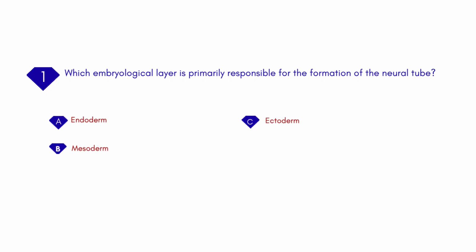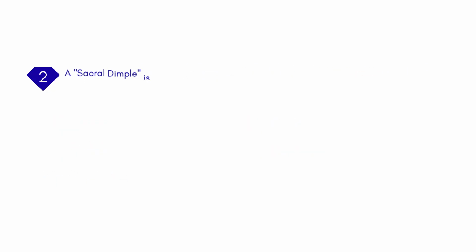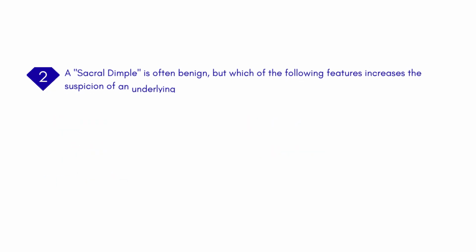Which embryological layer is primarily responsible for the formation of the neural tube? A. Endoderm. B. Mesoderm. C. Ectoderm. D. Neural crest only. Answer: C. Ectoderm.